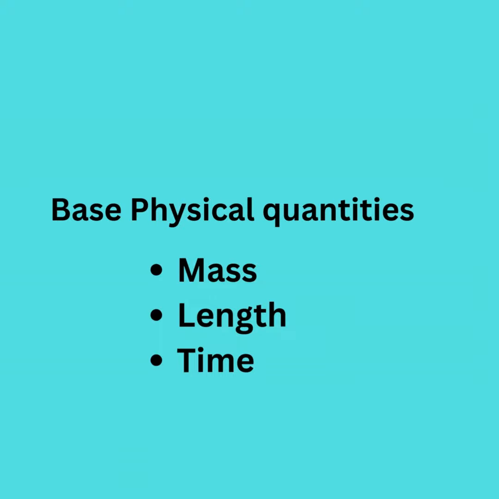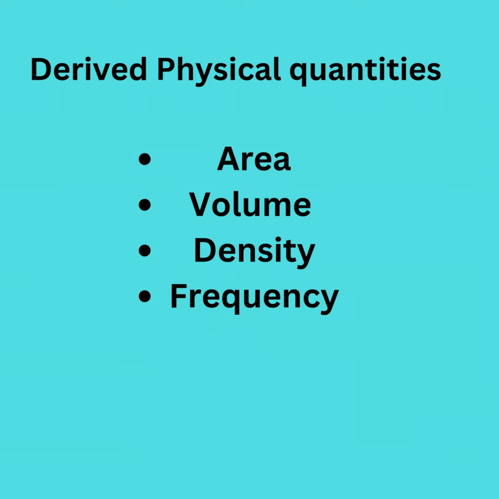Base means they are independent, they do not depend on other physical quantities. But after that there are some derived quantities. That means those quantities come from the base quantities. They are area, volume, density, frequency, velocity, acceleration, force, impulse. There are so many physical quantities, and in today's lesson we will learn about these. So first, let us go for area.